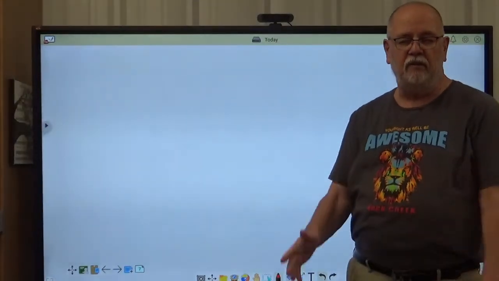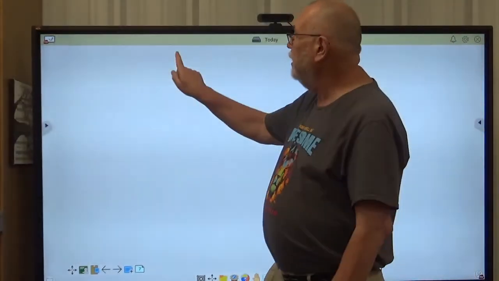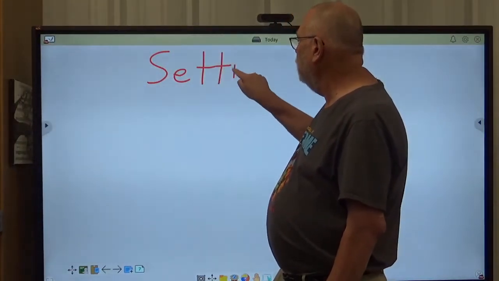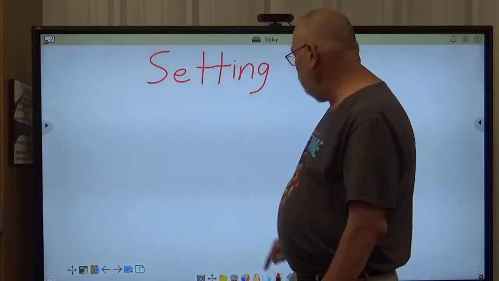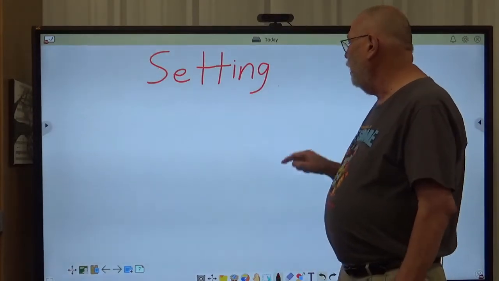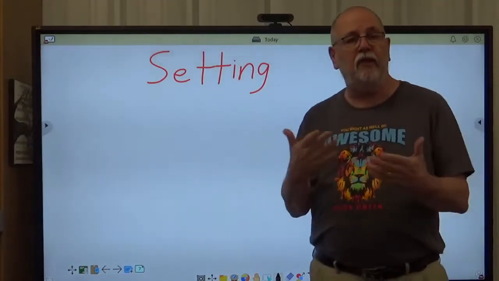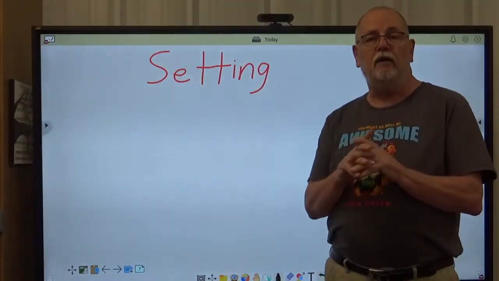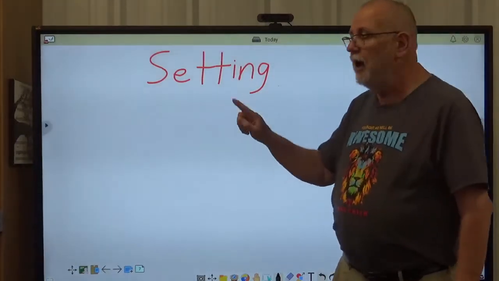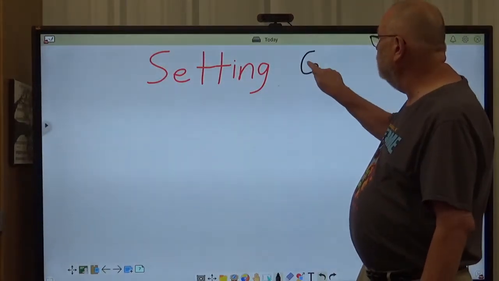Setting's not always important, but setting is important in this story. Without the correct setting, the things that happen in this story would not necessarily make good sense. But here is the setting. The time setting is the Great Depression.